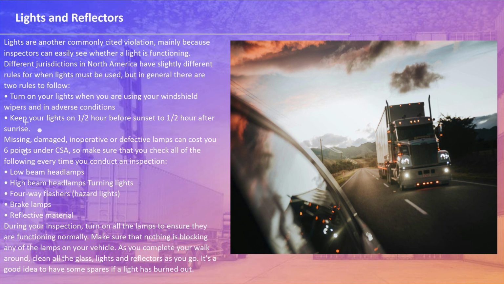Lights and reflectors. Lights are another commonly cited violation, mainly because inspectors can easily see whether a light is functioning. Different jurisdictions in North America have slightly different rules for when lights must be used, but in general there are two rules to follow. Turn on your lights when you are using your windshield wipers and in adverse conditions. Keep your lights on half hour before sunset to half hour after sunrise.